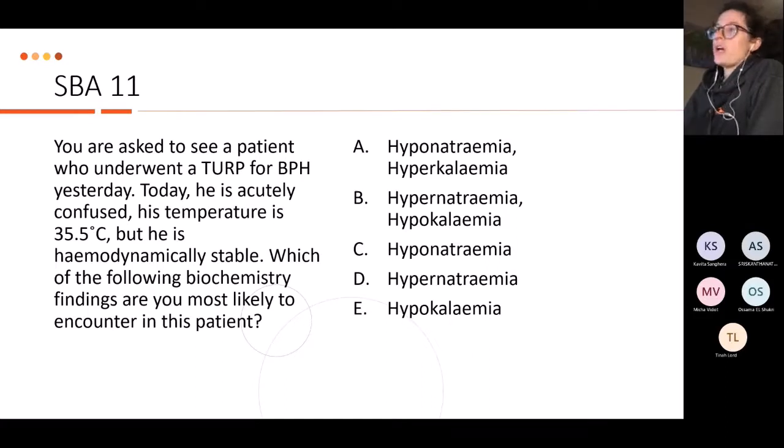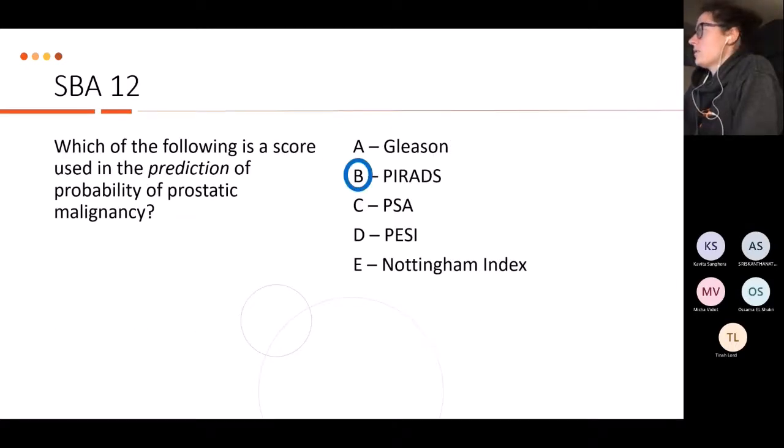So really good. Yeah, hyponatremia. So this is describing TURP syndrome. The big hint is they had a TURP. And so the features you get are acute confusion, hypothermia, and hyponatremia. Perfect.